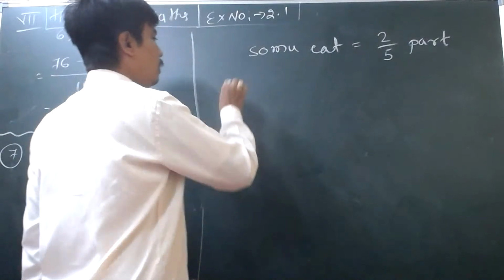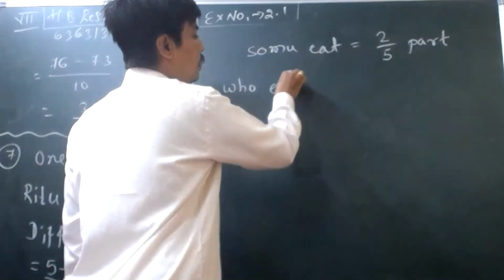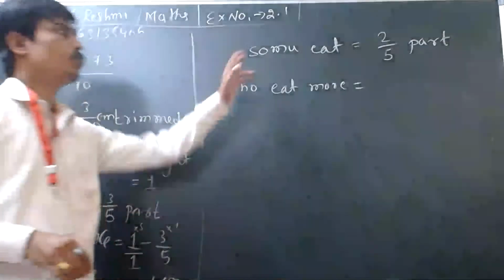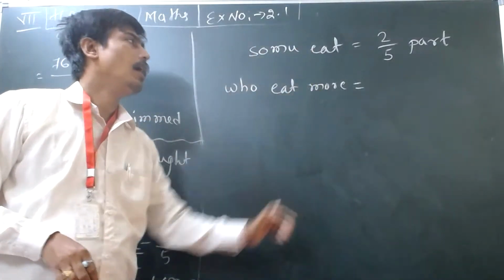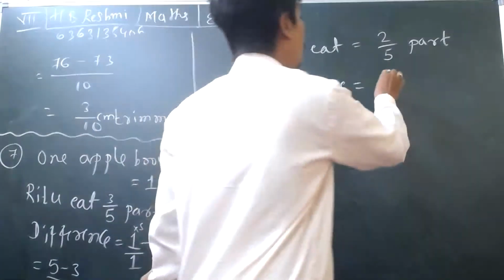Who ate more? The question is, who ate more? The remaining part will be eaten by Somu. That is 2 by 5. And already Ritu ate 3 by 5. Do the minus, you will come to know that.